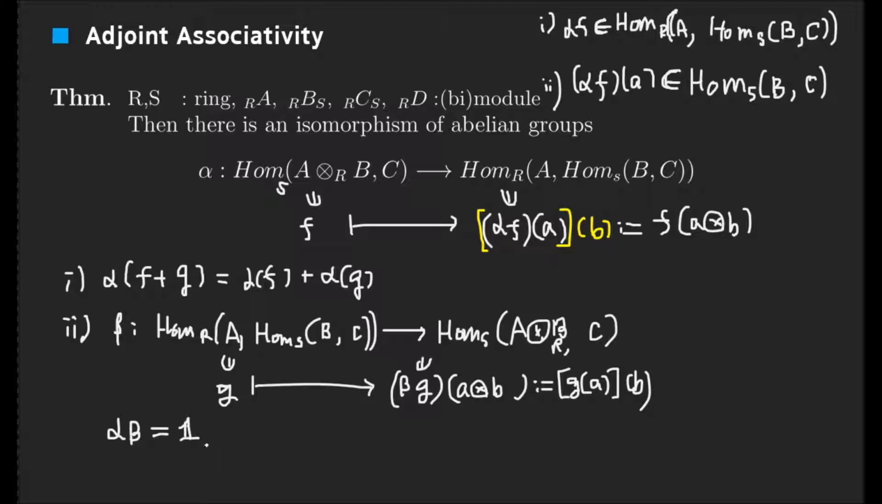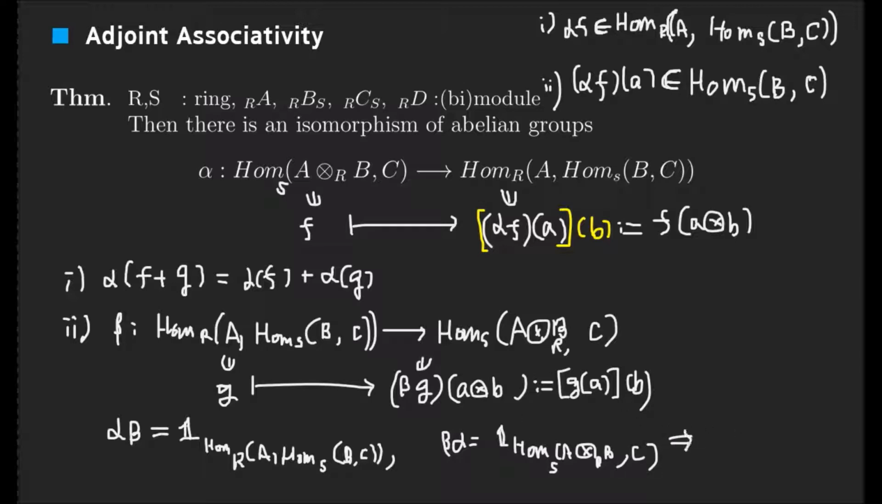This is beta going to Hom R A, Hom S B C, and beta alpha is identity on Hom A tensor product R B, C. So from this here we can get that alpha is one-to-one and onto map. So from one and two, we can check the isomorphic relation.